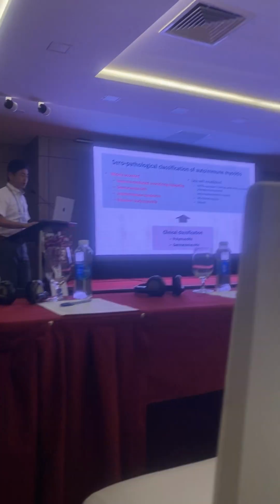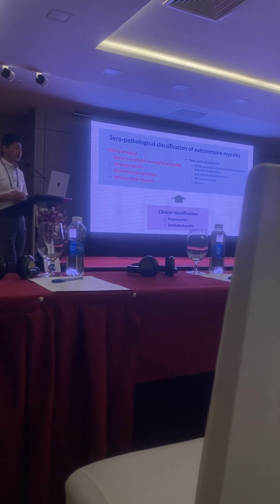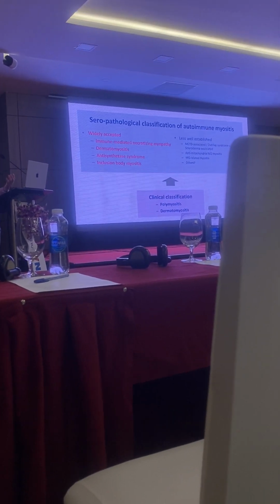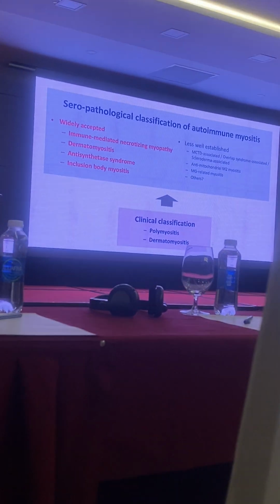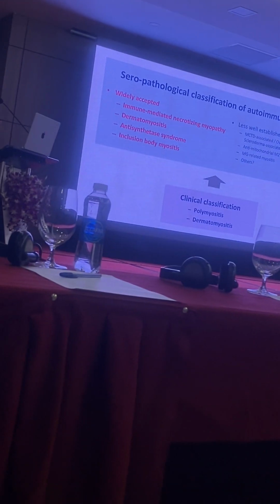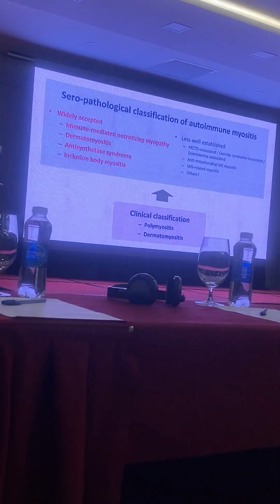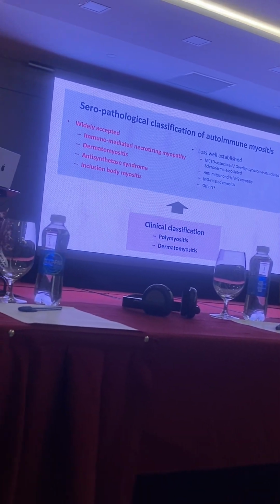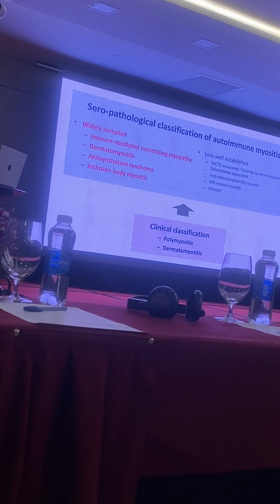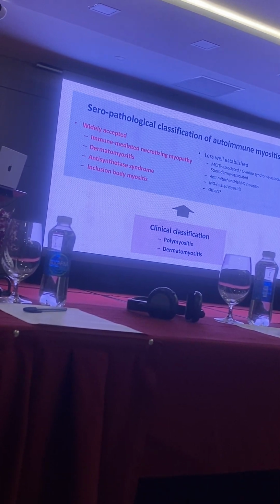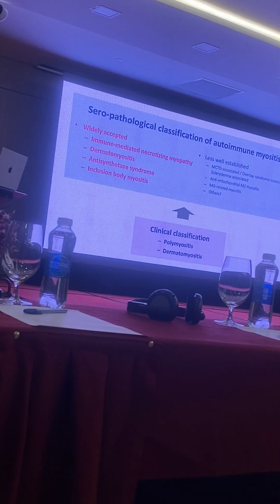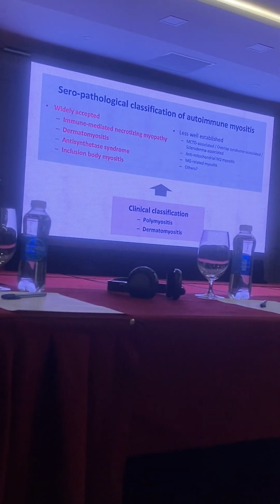First of all, I think all of you have learned that there are two types of myositis. One is polymyositis, the other one is dermatomyositis. What is the difference? Whether the patient has skin rash or not. That is the only difference. That's what we learned, actually, what I learned a long time ago. And so that is the classical clinical classification.